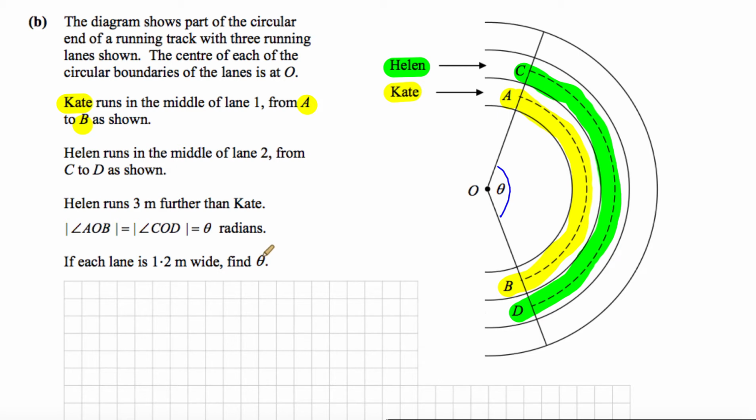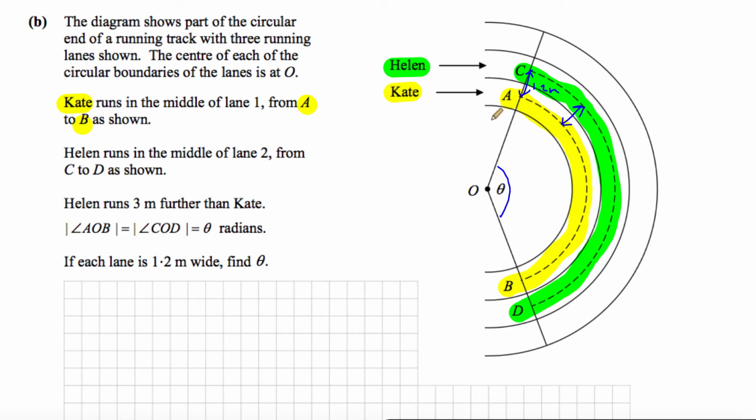So each lane is 1.2 meters wide. Well, what that means is that the distance at any point, such as here, or anywhere around there, that's going to be 1.2 meters apart. A and C are 1.2 meters apart. Okay, so we've defined theta. Right, so it looks like we're going to have to set up an equation here because they do give us the info that Helen runs 3 meters further than Kate. So we know the green distance is 3 meters longer than the yellow distance.